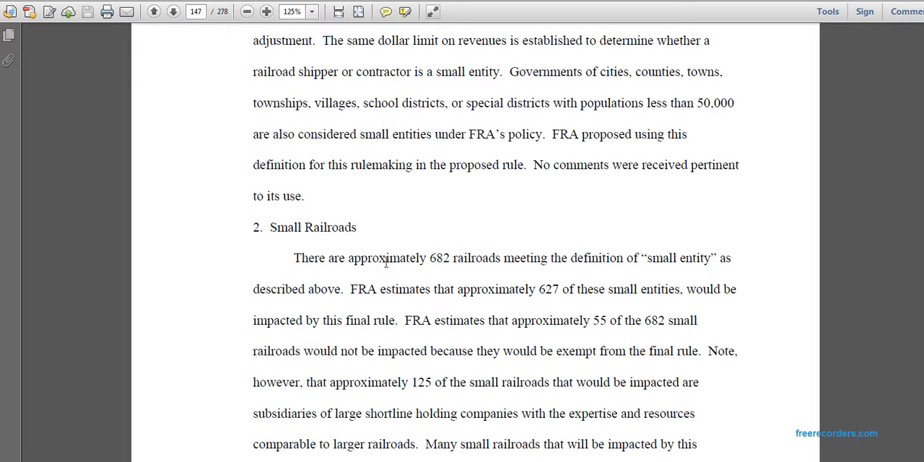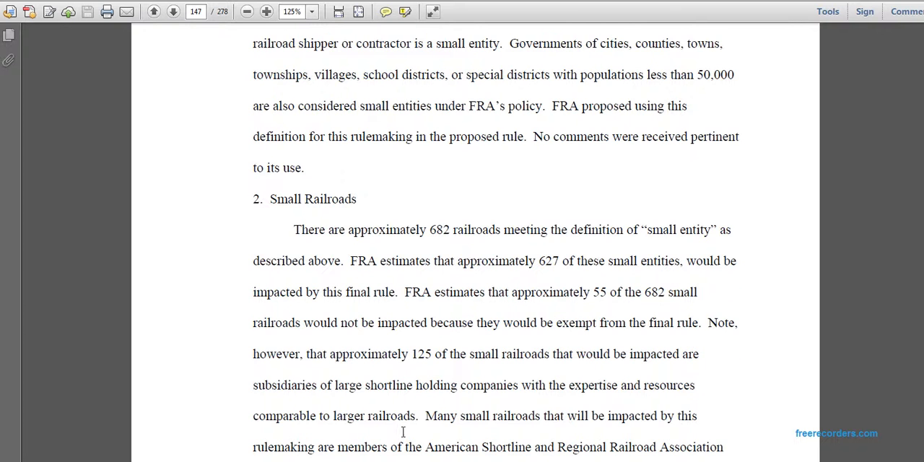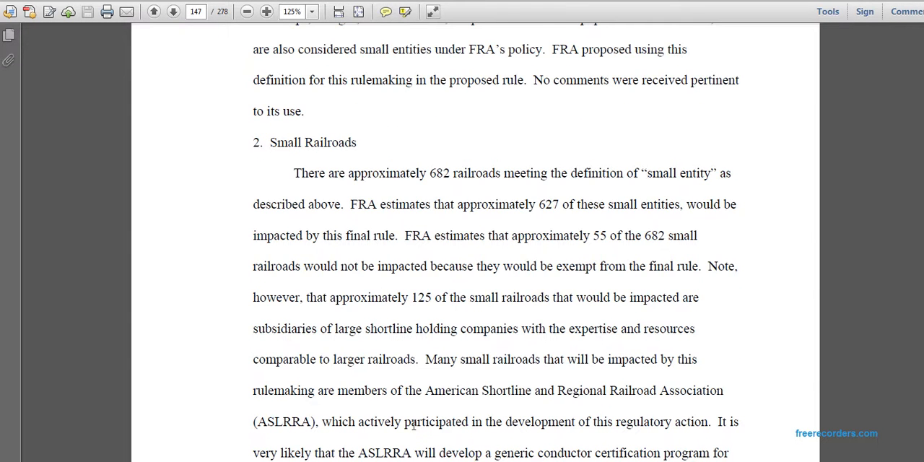Small railroads. There are approximately 682 railroads meeting the definition of small entity described by the FRA. FRA estimates that approximately 627 small entities would be impacted by the final rule. FRA estimates that 555 of the 682 small railroads would not be impacted because they would be excepted from the final rule. Note, however, that the approximately 125 small railroads that would be impacted are subsidiaries of large short line holding companies with expertise and resources comparable to large railroads. Many small railroads will be impacted.